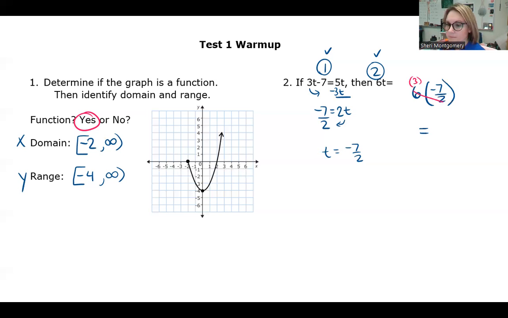What is that? -21. Very good. Again, on your test, it will be something similar, and this is an open-ended question. First, solve for t, or whatever the variable is, solve for x. Then plug it in. When you plug it in, your answer will end up as a nice whole number.